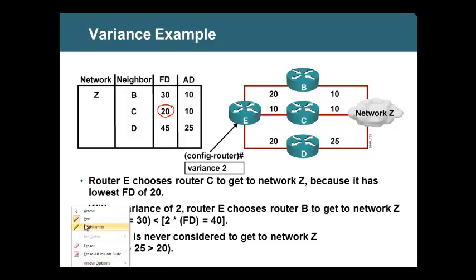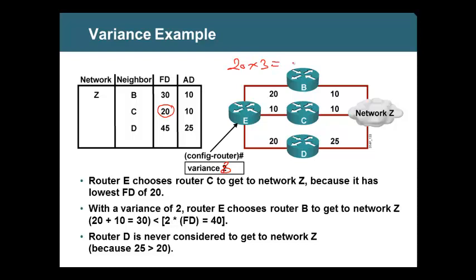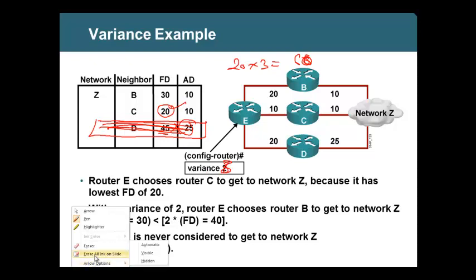You see, if I put 3, 20 multiplied by 3 is 60. This is less than 60, but it cannot be used. Why? This will not be seen, first of all, in the topology table. The advertised distance should be less than the successor value. It is not less. 25 is not less than 20. So this won't be seen in the topology table. Even if you put variance 3, that route cannot be considered.